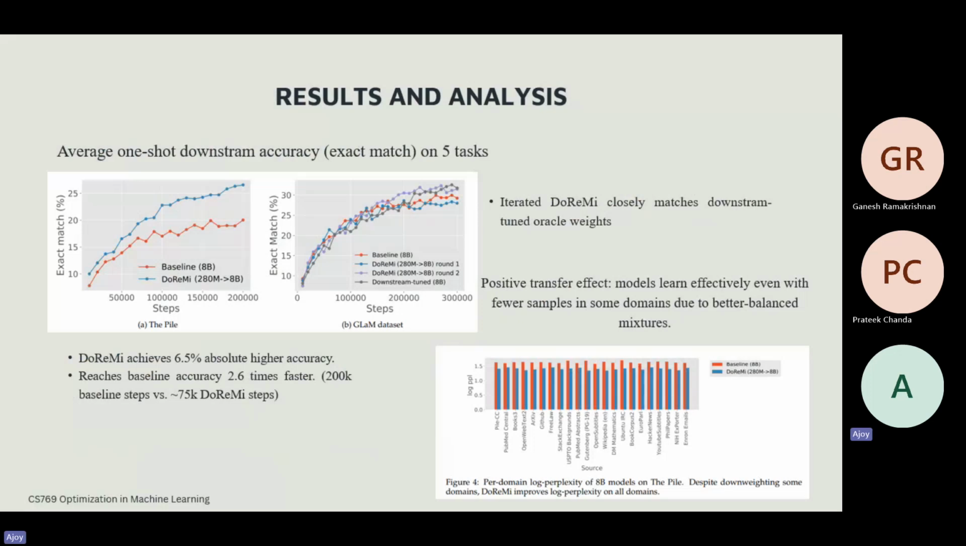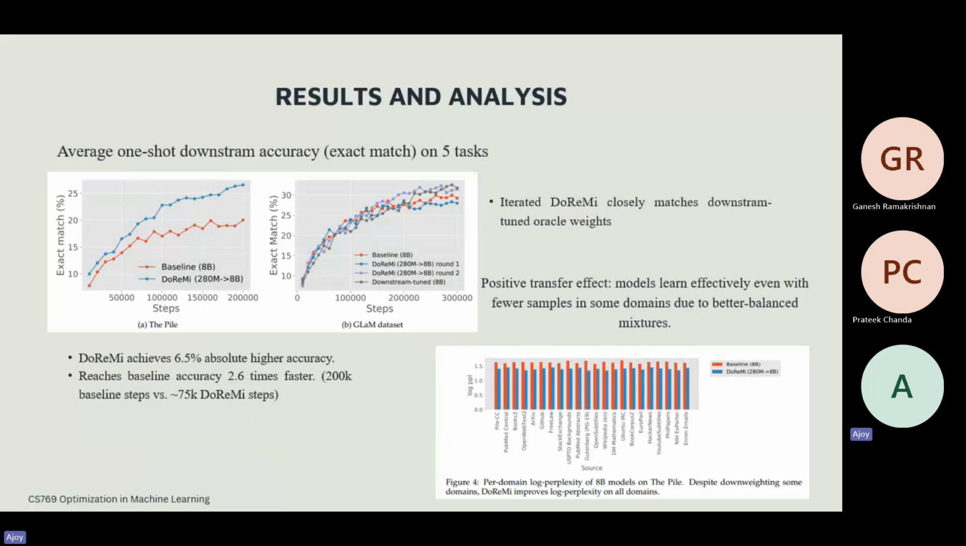Now, this was Pile and this is GLAM. In GLAM, they have done it iteratively, so they've shown how the performance is for each iteration. As you can see, the purple one has performed better than either and has actually performed better than the downstream tuned one, which is the Oracle, where we already had the weights predefined.